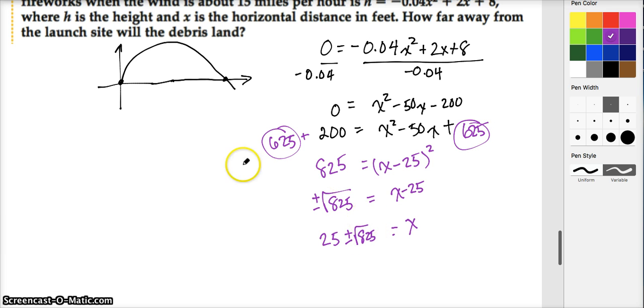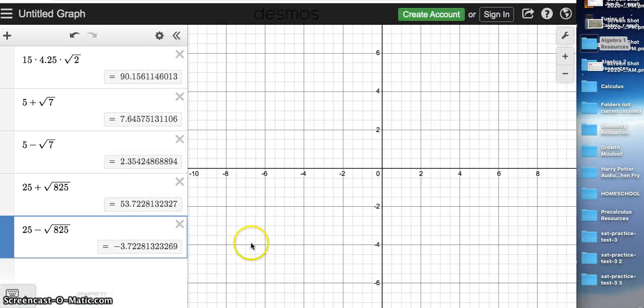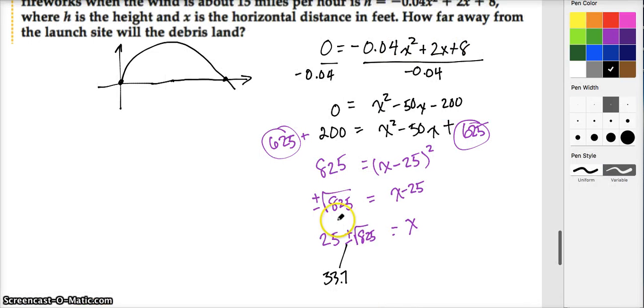And so what I'm going to do is get the answers. With a little help from Desmos, I got 53.7 as 25 plus the square root of 825, and I don't remember what the other one was. So I'm going to go check. 53.7 and negative 3.7 were my two answers. And since we're dealing with a real life situation, the answer that makes most sense is the one that is positive. So 53.7 feet from the initial launch site is our answer, 53.7 feet.